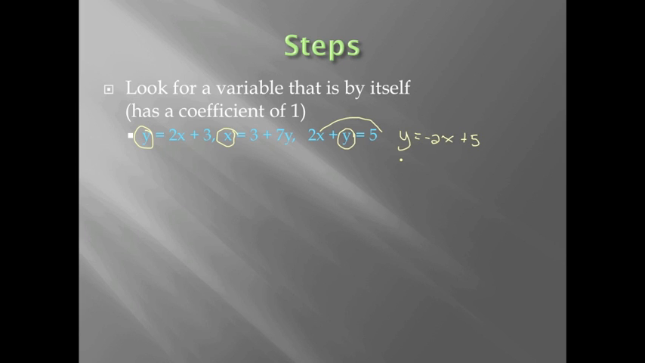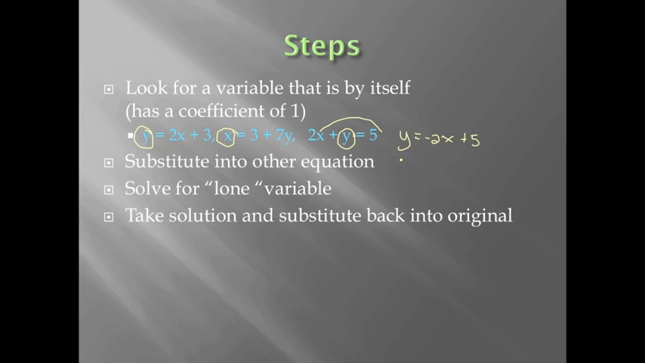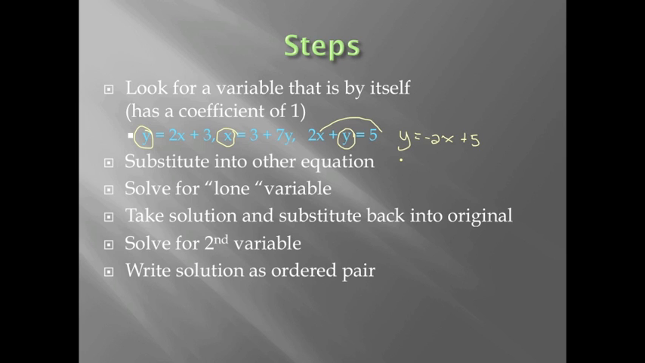Okay? Our next step is to substitute into the other equation. Then we'll solve for the lone variable, the variable that's remaining after we substitute. We'll take that solution and substitute back into the original equation. That way we can solve for the second variable. And then we'll write our solution as an ordered pair, but you already know that. And we will then check our answers. We always want to check because it makes it a lot easier and we'll know exactly if we got it right or wrong.